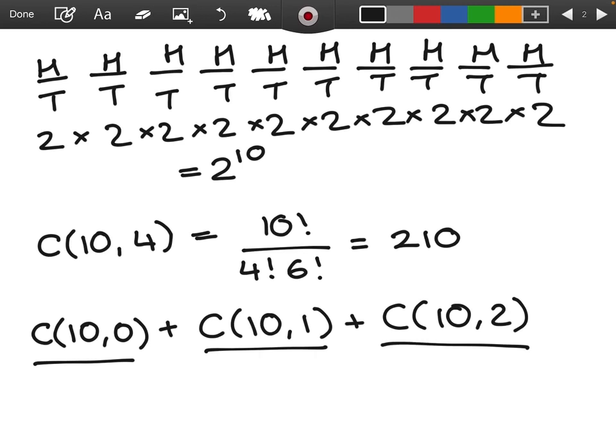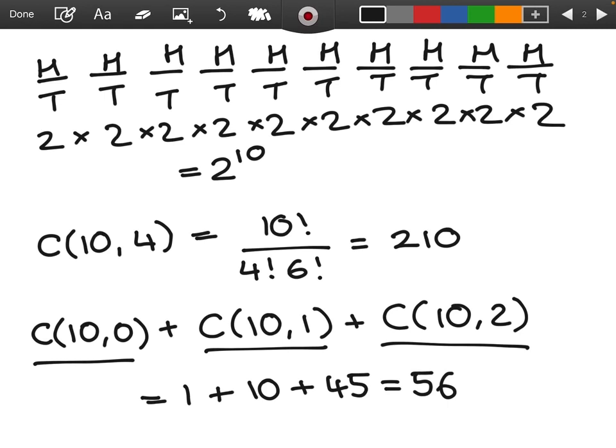So it will give me the number of ways I can have no heads, the number of ways I can have 1 head, and the number of ways that I can have 2 heads. And therefore, if I add together the number of ways, that will give me the number of ways that I have at most 2 heads. So if you figure those out using the combinations formula or by using your calculator, it turns out that that comes to 1 plus 10 plus 45, which is 56. So there are 56 different ways where I can have at most 2 heads.